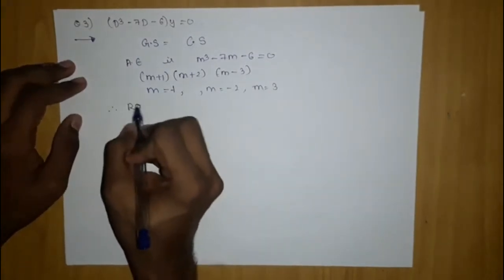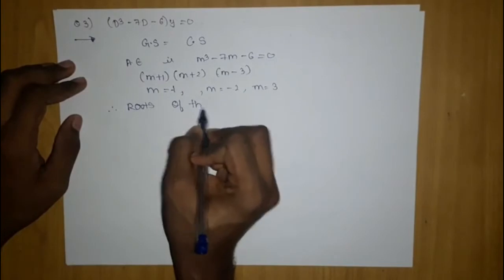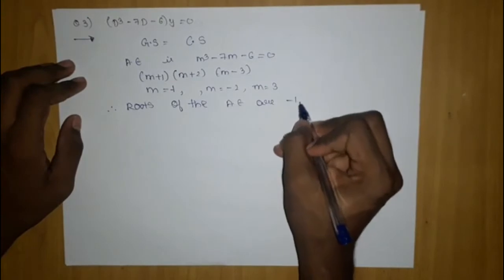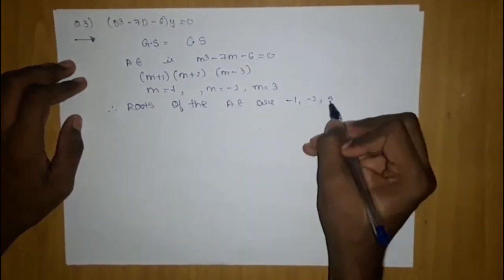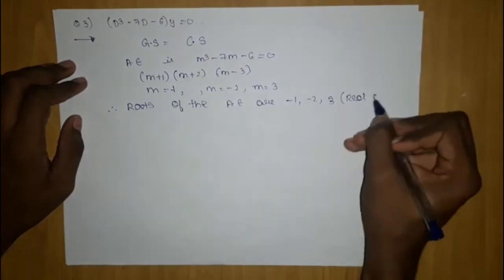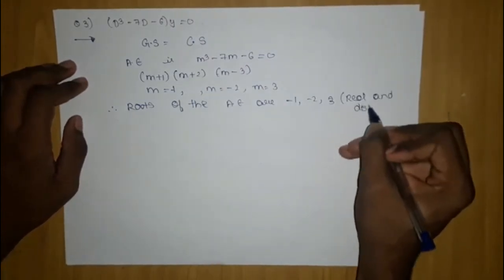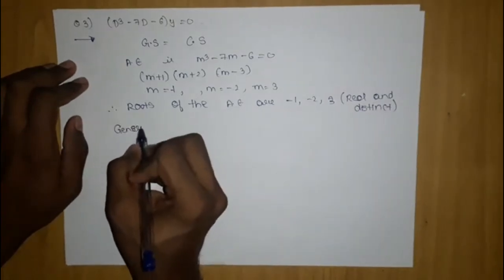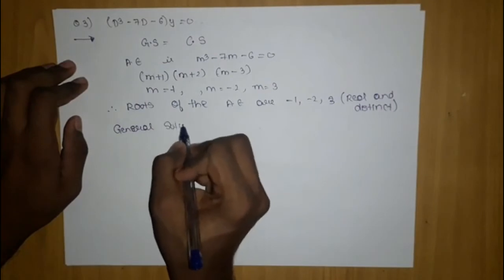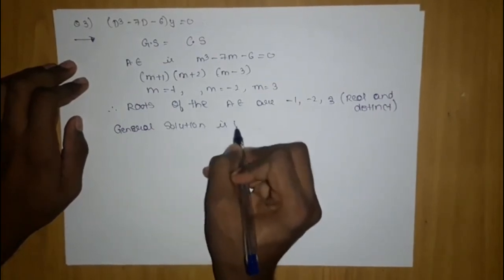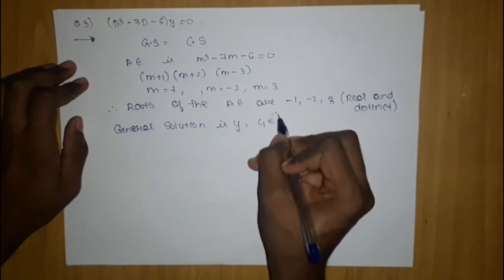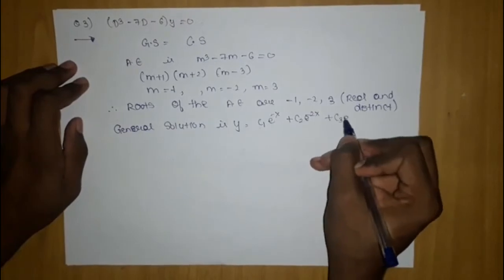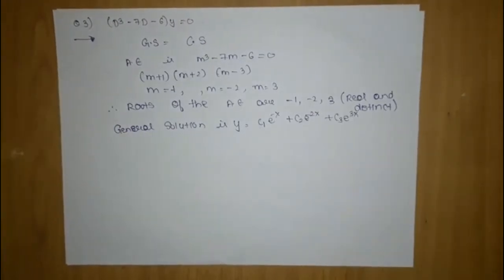Therefore the roots of the auxiliary equation are minus 1, minus 2, 3, real and distinct. So its general solution is y equals c1 e to the power minus x plus c2 e to the power minus 2x plus c3 e to the power 3x. So this is our required answer.